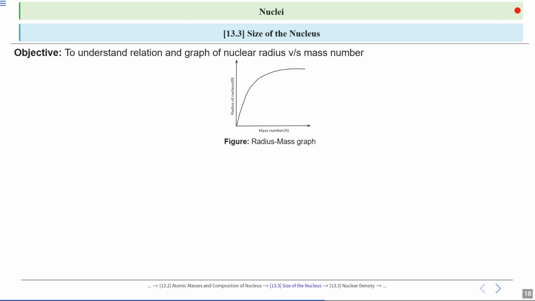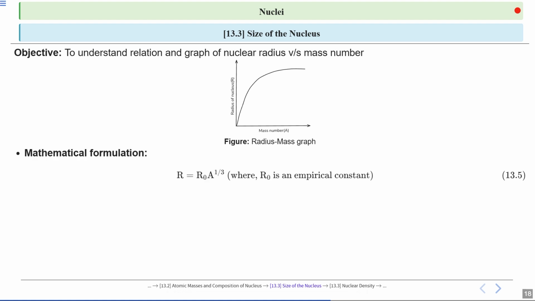Now look at the relationship between the nuclear radius and the mass number of an atom. The objective here is to understand how the size of the nucleus changes as we increase the number of nucleons, or mass number A. Notice the graph shown here. This is the plot of nuclear radius versus mass number. Pay attention to the trend in the graph as we move forward.